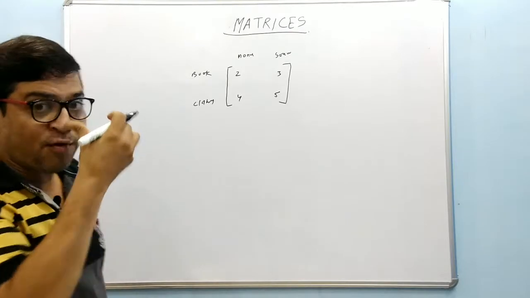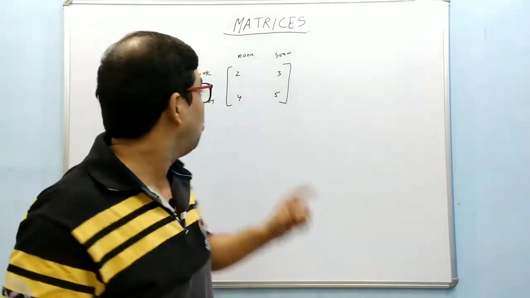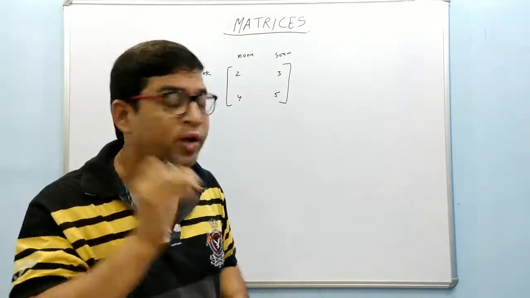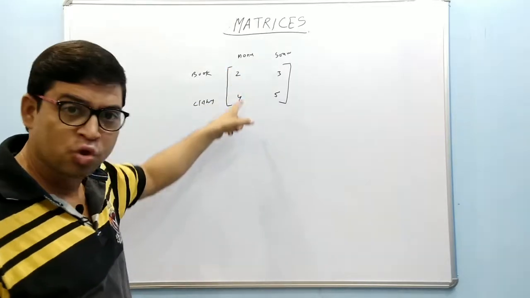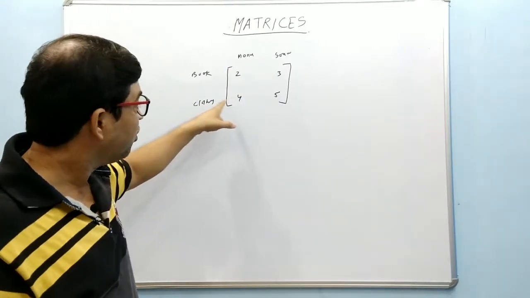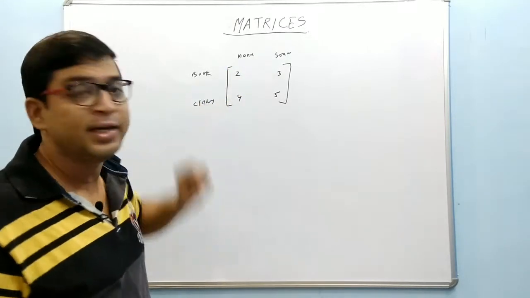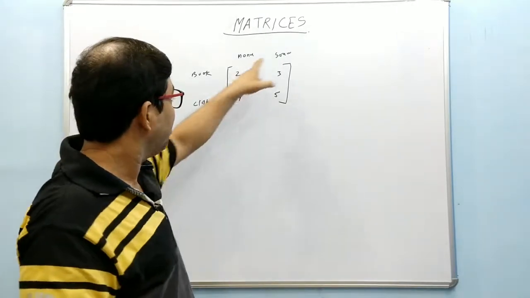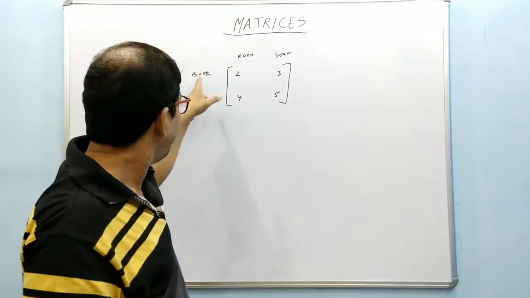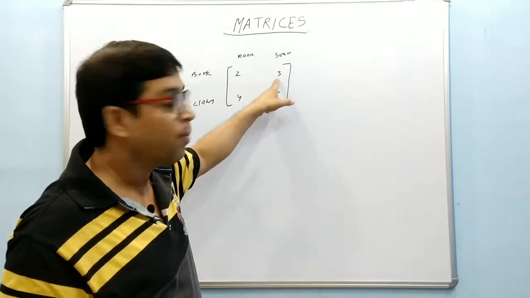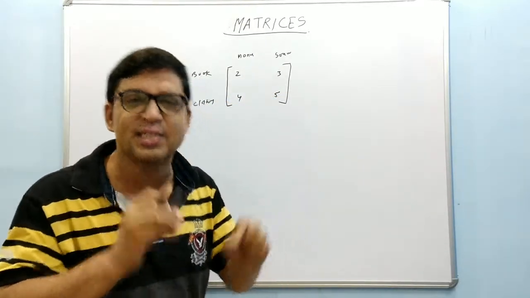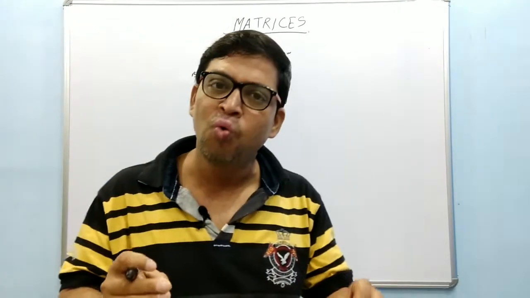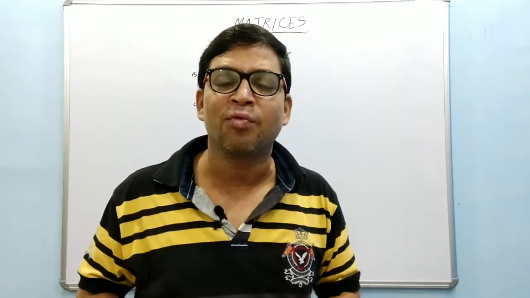If I ask where the clothes of Monu are kept, you will come to Monu's column and the row of clothes. So it is 4 here. If I say Sonu's books, you will come to Sonu's column and the books row. It is coming out to be 3. This is just a simple example of how we make use of matrices.